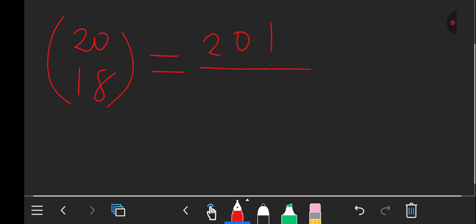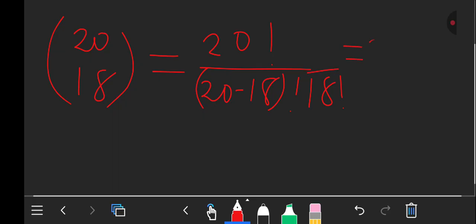Then let's look at another example. Let's say I have 20 combination 18 like this. How can you evaluate this? So this will be equal to 20 factorial over 20 minus 18 factorial multiplied by 18 factorial. What would be the result?